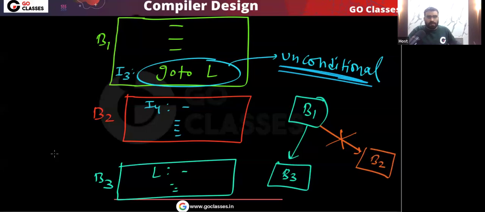Okay, is this clear? So from B1 you will put an edge to B3, but there will not be any edge to B2. This is a very important note. Actually, this is very common sense.